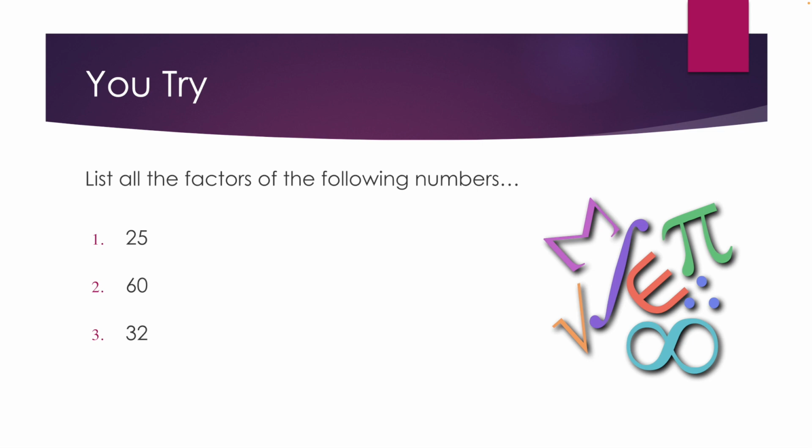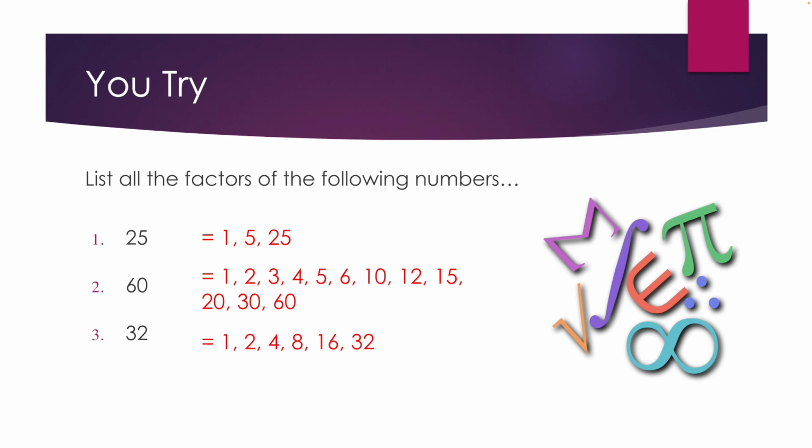Okay, so the factors of 25 are 1, 5, and 25. In 60, there's quite a few: 1, 2, 3, 4, 5, 6, 10, 12, 15, 20, 30, and 60. And in 32, there's 1, 2, 4, 8, 16, and 32.